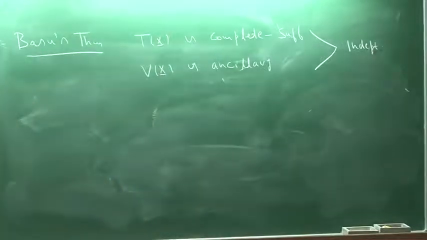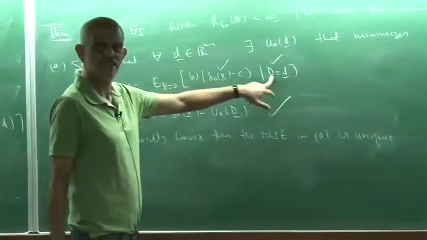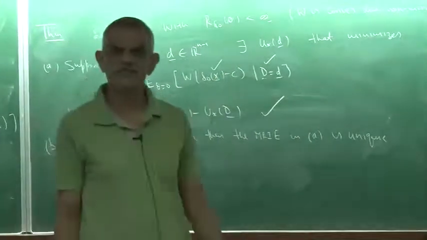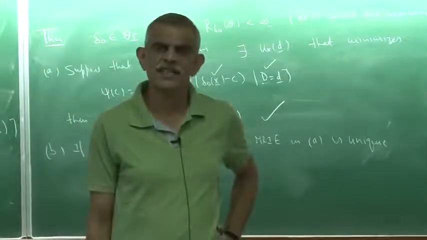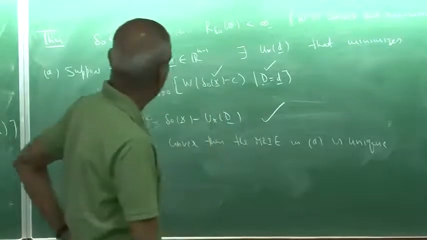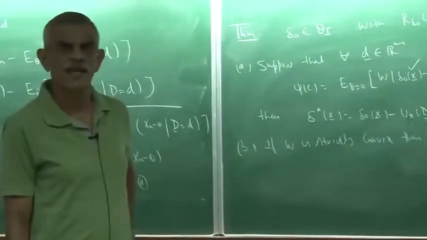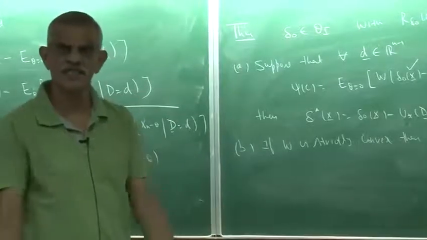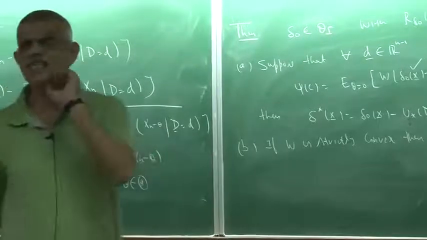So what it suggests is that if D was ancillary and delta naught x is complete sufficient or even a function of a complete sufficient statistic, then delta naught and D would be independent, and then I don't have to deal with conditional expectation; it gets converted into unconditional expectation. So let us try to see whether D is ancillary or not.